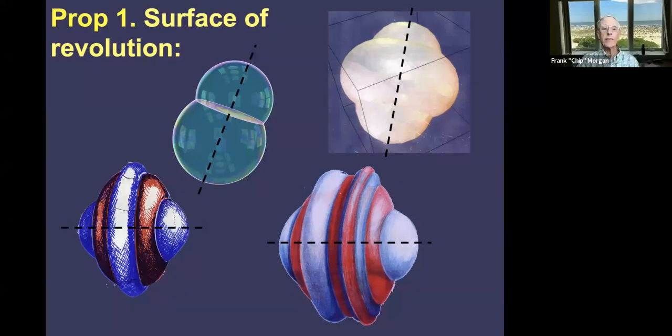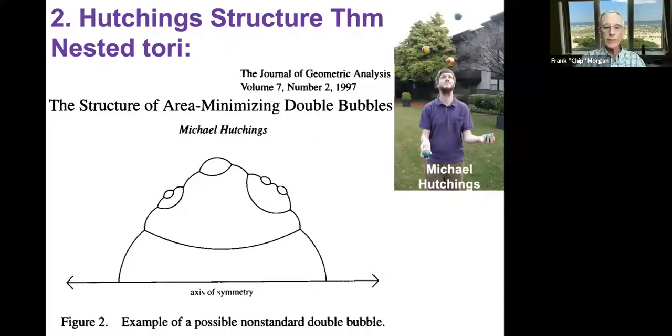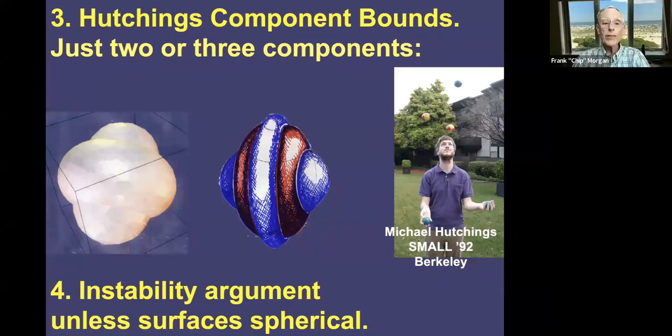And then Michael Hutchings realized that, first of all, you could deduce that it is a central bubble with tori around it, with tori around them, with tori around them, finitely many stages. And moreover, he realized that you could generalize the argument to limit the number of components and actually prove that for a double bubble in three-dimensional Euclidean space, there are just 2 or 3 components. So it would look something like the bubble on the left or like the one on the right, but it wouldn't have to be that symmetric. It could be kind of lopsided. But those are the only 2 kinds of possibilities.